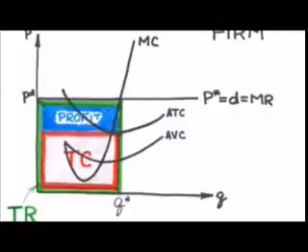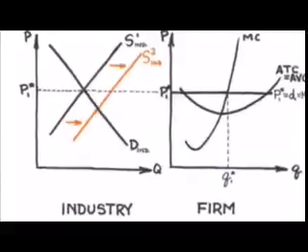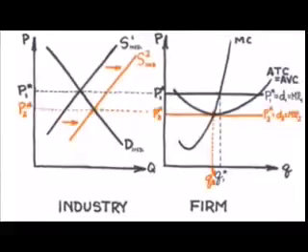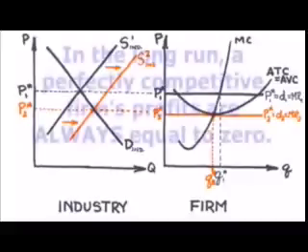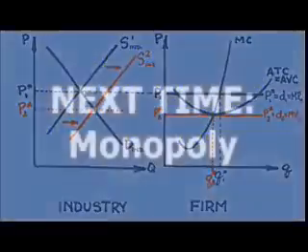Why do I say in the short run? Because those short run profits attract the sharks. Other outside firms see the profits and enter the industry to set up shop. This causes industry supply to increase, driving the price downward. In the end, the entry only stops when there are no more profits to attract the sharks, until price is equal to average total cost and the firms just break even. In the long run, a perfectly competitive firm's profits are always equal to zero. Next time, monopoly.